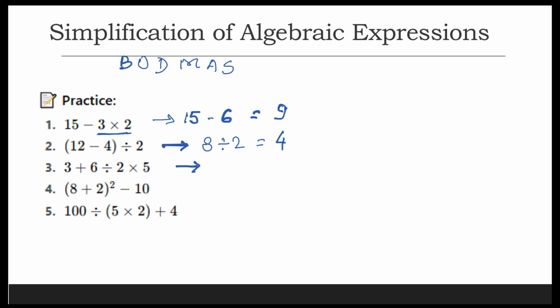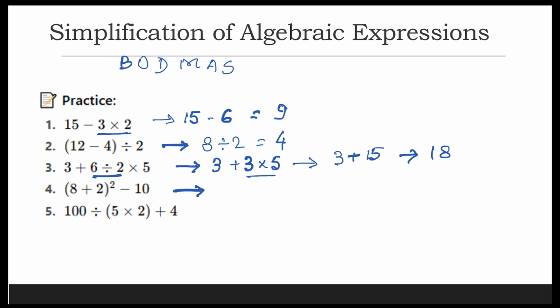Now let's come to this. Is there a bracket B? No. Is there an order O? No. Then is there a division D? Yes, there is division. 6 divided by 2. So we'll solve this part first. 6 divided by 2, so that becomes 3 into 5. Now again D we have already solved. The next is M. So 3 into 5 is 15. So 3 plus 3 into 5, 15. Now A addition, 3 plus 15 is 18.